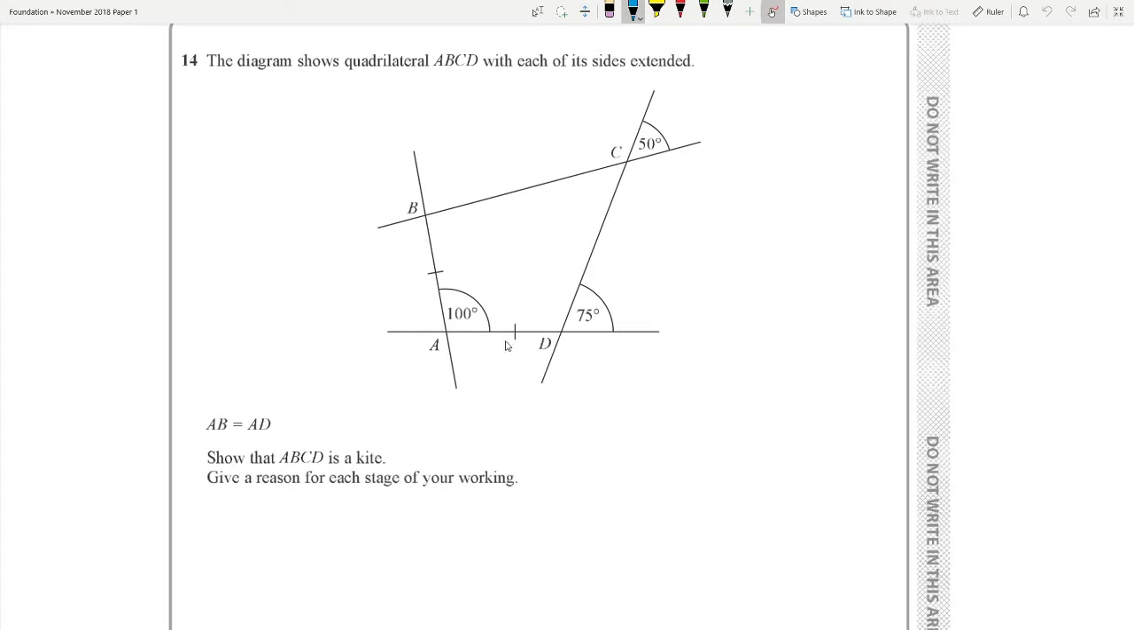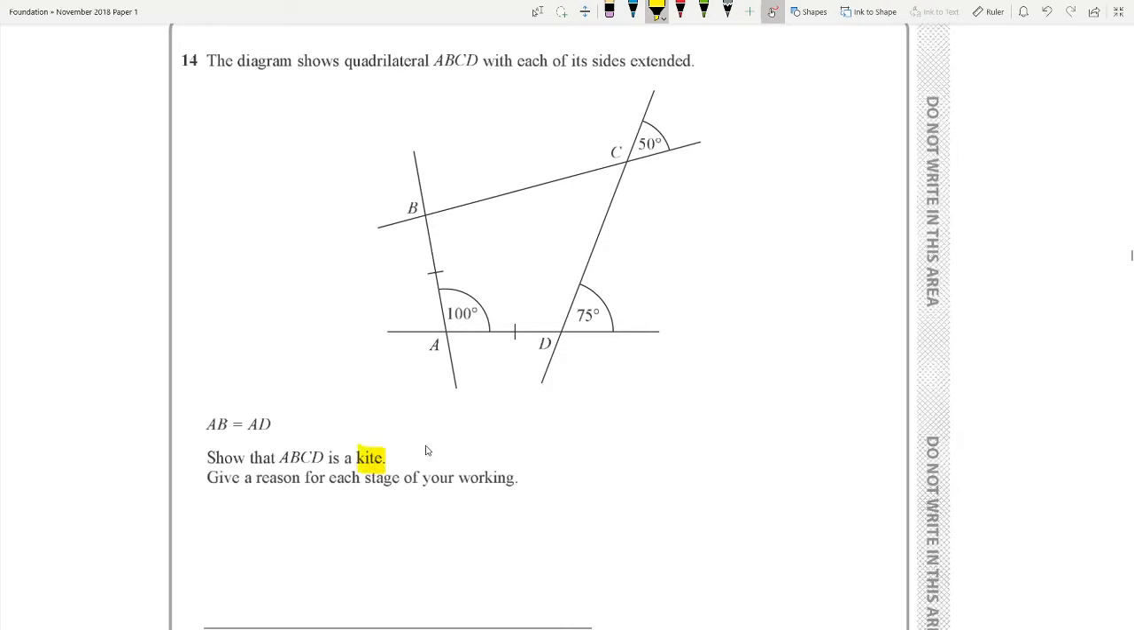AB equals AD, and that's what this little notation means here. These two sides are the same. Show that ABCD is a kite. Give a reason for each stage of your working. So we want to prove that this shape is a kite.